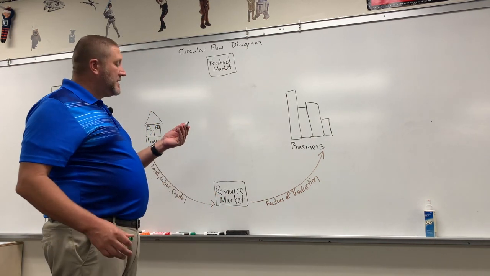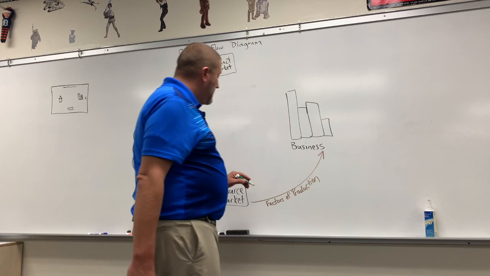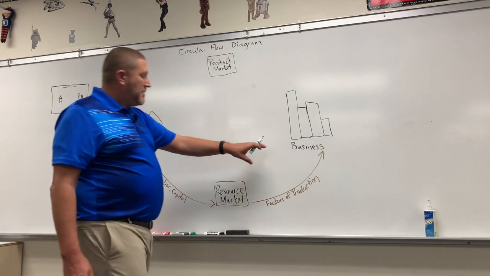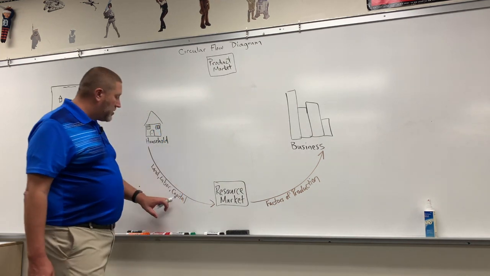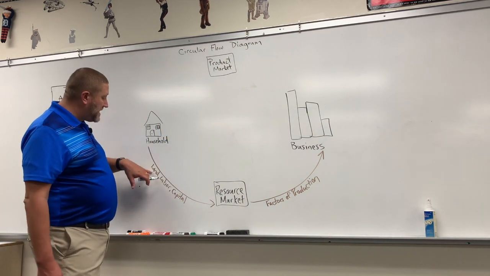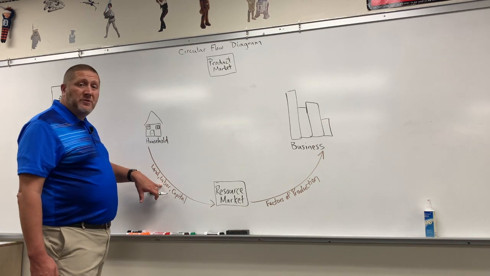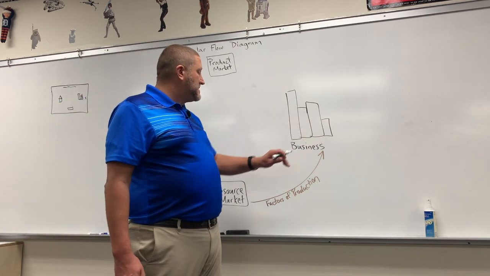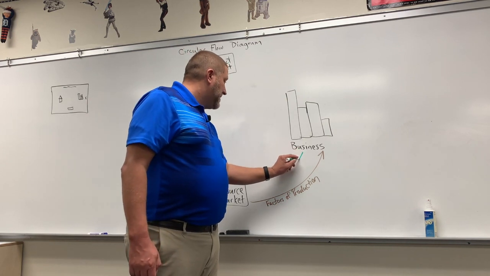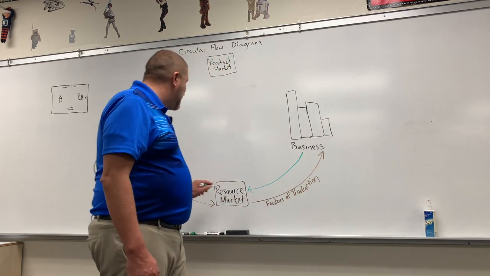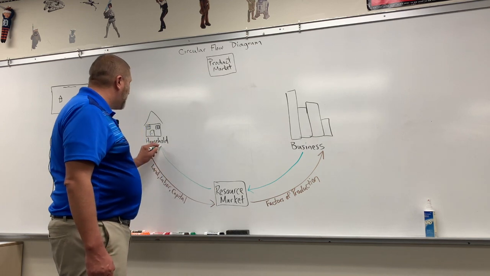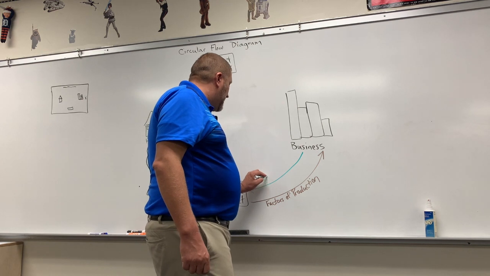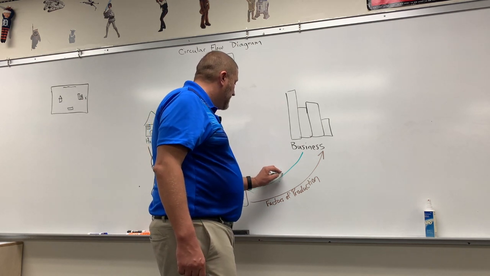So I'm going to go back and change the color. When households over here provide land, labor, and capital, or you can say natural resources, human resources, and capital resources, when households provide that to businesses, they don't just provide stuff for free. There's always a cost, and there's going to be some form of money payment.